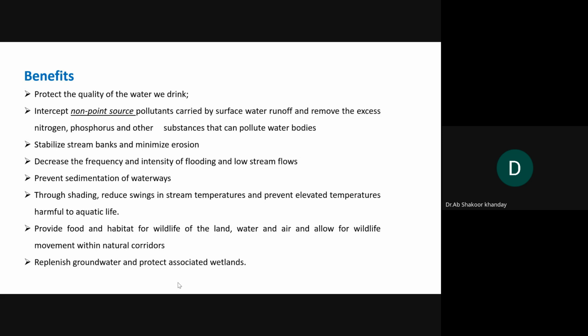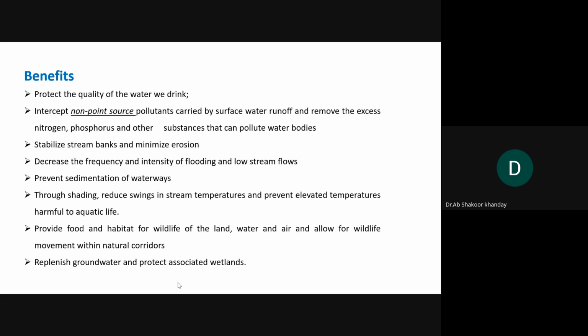Otherwise, when the temperature of the stream increases by this much, for example, 2 degrees, the metabolic activities of the aquatic animals increase. And when the metabolic activity of the aquatic animals increases, there is much more demand for oxygen. And when there is more demand for oxygen, so much oxygen is not present in the water, and definitely as a result, the aquatic life can suffer shocks, and these conditions can be fatal to them as well. So when we go for the riparian buffers, they provide the shading and protect the aquatic life in this way.